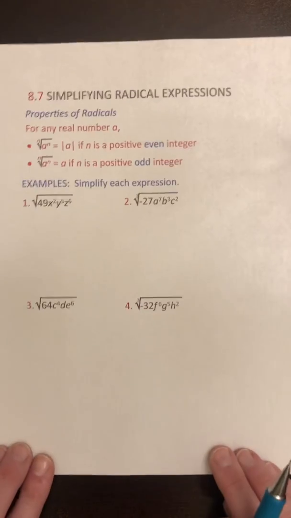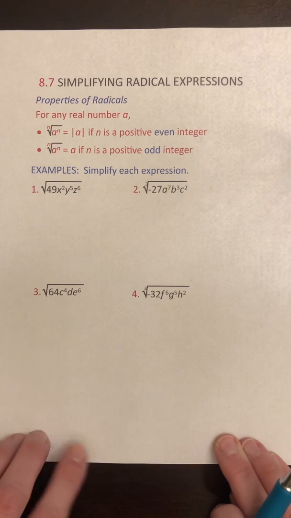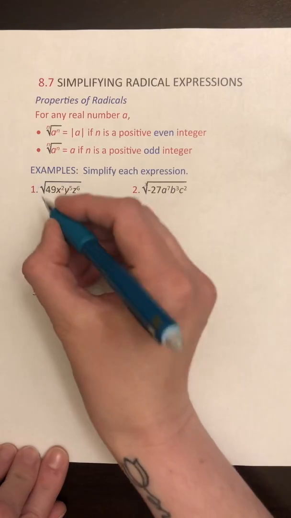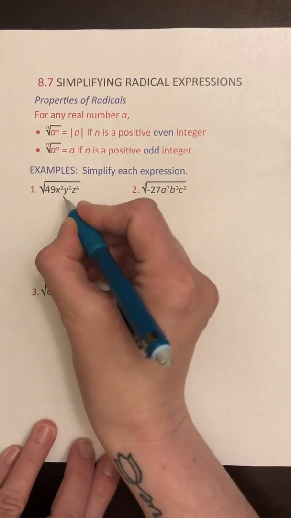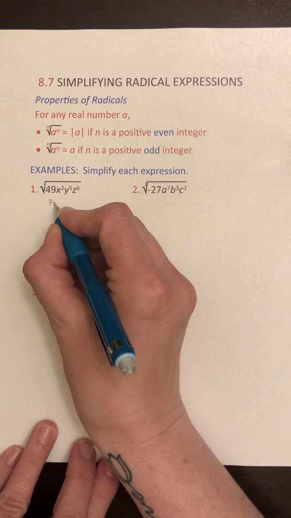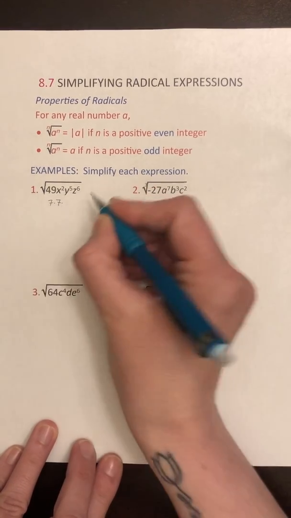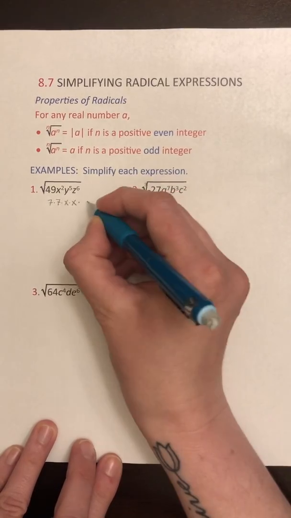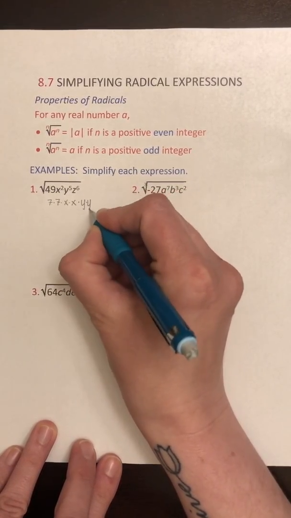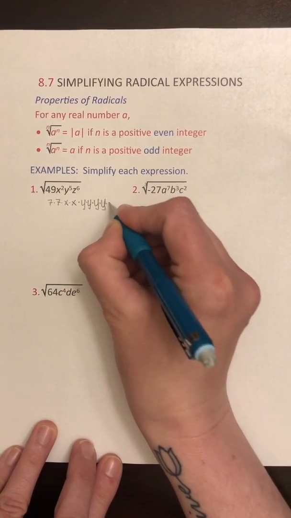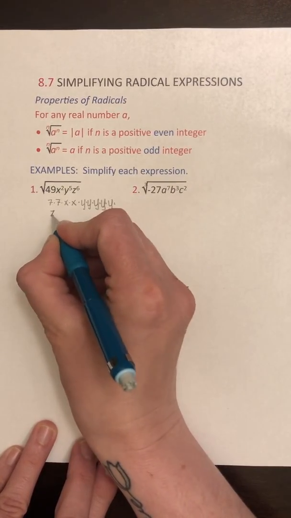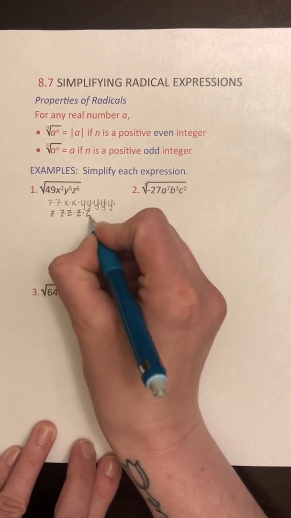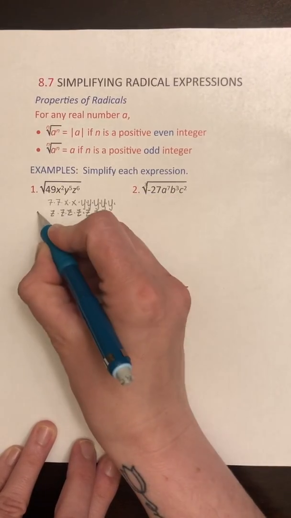We're going to take the square root of 49 x squared, y to the 5th, z to the 6th. Okay, so I'm going to write this out the long way real quick. 49 we know is going to break down into 7 times 7. X squared means we have x times x. Y to the 5th means that we're going to have 5 y's. And then z to the 6th means we have 6 z's. And all of that is underneath the radical.